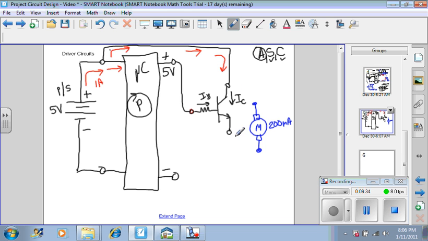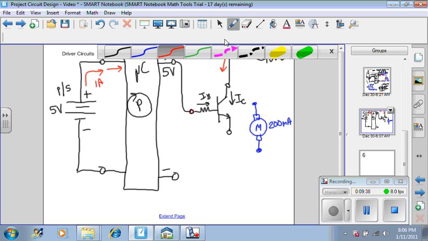So where do I want that current to go? Well, I want the current to go into the motor. That's where I need it. So what will happen is the current will come into the collector junction, flow through whatever it's made of, come out of the emitter, and then finally it will make its way through the motor.